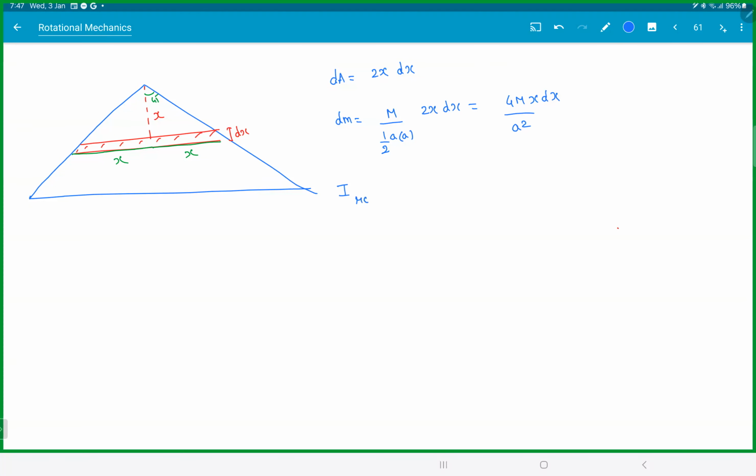So I of this rod, this looks like case 6. This is the axis now. It will be dm into x square. Isn't it? Now this looks parallel, right? The rod is parallel to the axis. This is like that case.